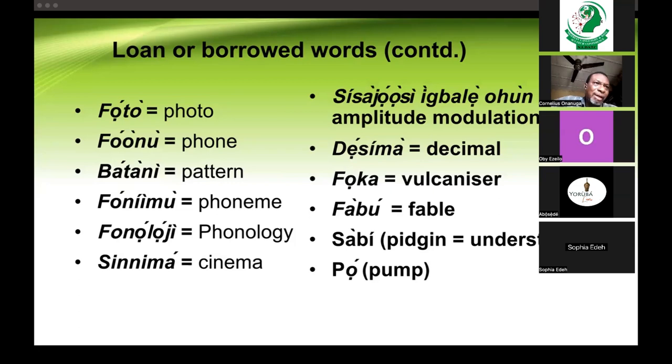Then we have decimal for decimal. Foka, those are my own examples. When you talk about foka, you are talking about a vocalizer. And when you talk about fabu, you are talking about a fable or something that is not true. In Pidgin, we have sabi. And I have had people we consider to be literate, though not lettered in Western education, say, "Ova sabi lompa o, ova sabi." That is, something is wrong with this person. He is behaving like somebody who over understands. And that is from English. If we introduce that to Yorùbá, it will still convey some meaning to people using the language.